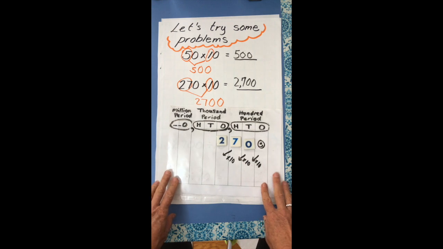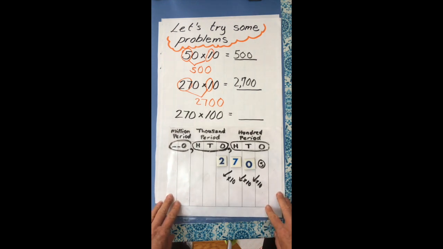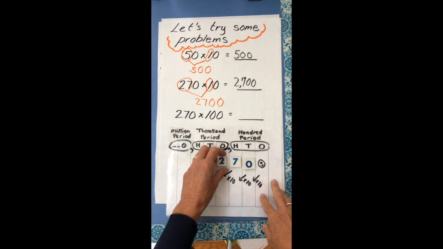Now here's one for you, a little different. What about if we did 270 times 100? Okay, think about that one.